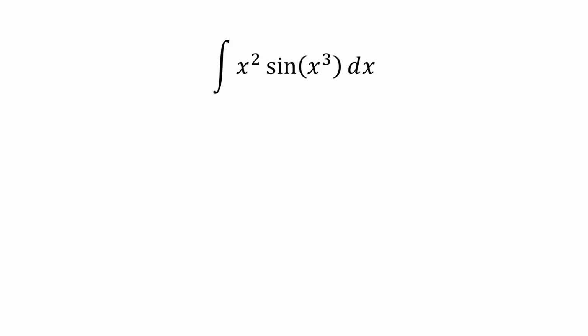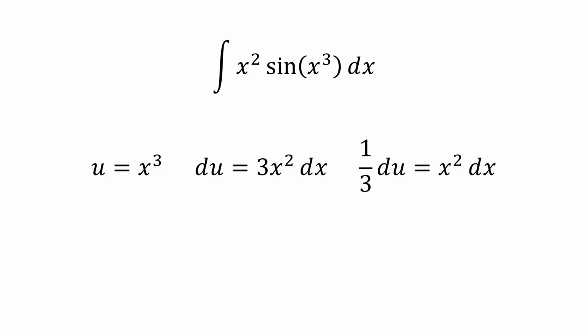Next, we compute the integral of x squared times sine of x cubed dx. To begin, we let u equals x cubed. Our differential is then du equals 3x squared dx. Dividing both sides of the differential by 3, we obtain 1/3 du equals x squared dx.